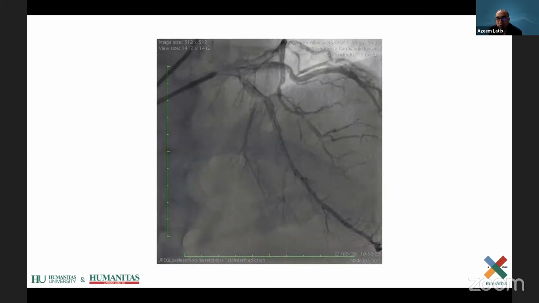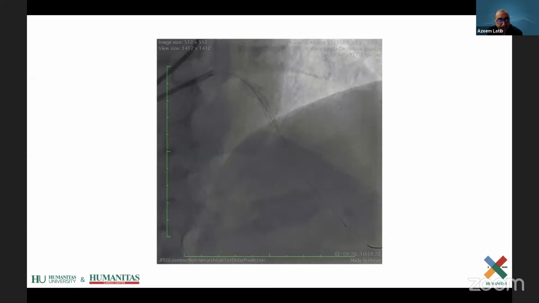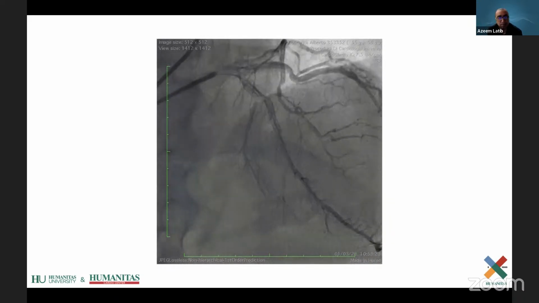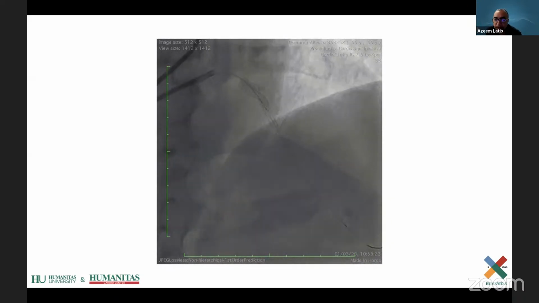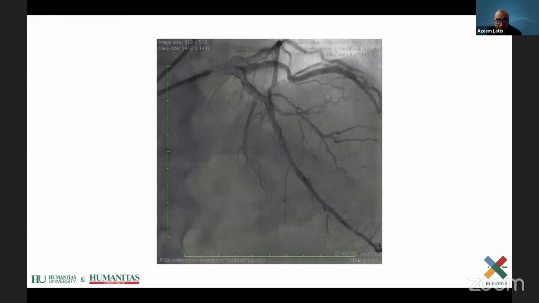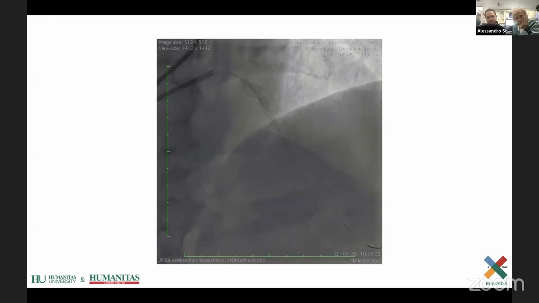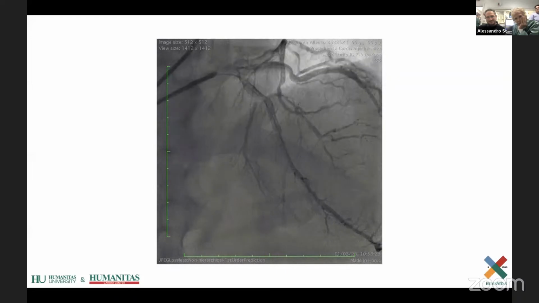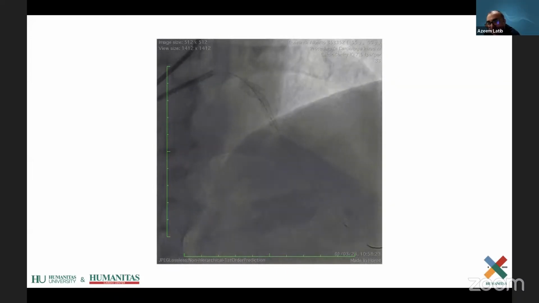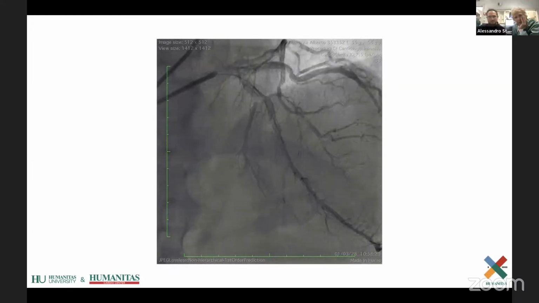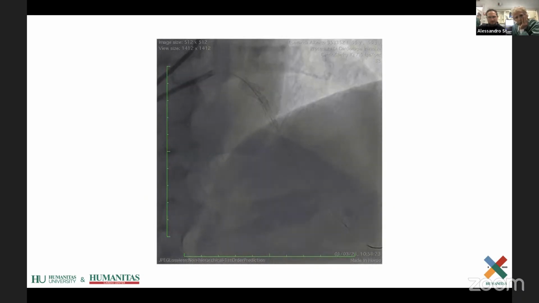at the ostium of the diagonal, because it's a long diagonal, so it supplies at least 10% of the myocardium. I mean, it's longer than 70 millimeters, right? So it may not be large in diameter, but it's very long with multiple branches. Yeah, so a kissing balloon would be appropriate, I think.